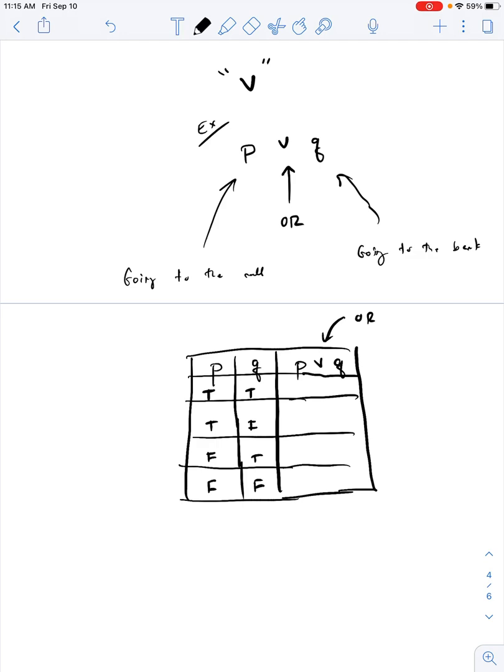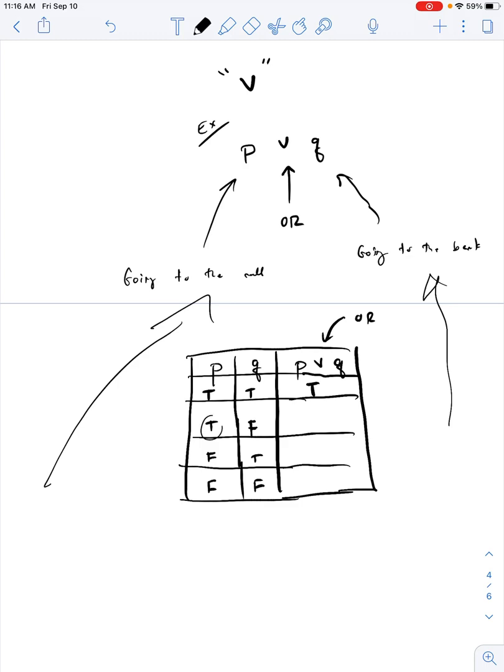So once again, that symbol means or, and we're using these kinds of examples like going to the mall, going to the bank, right? So is it possible for you to go to the mall? That's true. Or can you go to the bank? Right, so can you go to the mall or go to the bank? All right, so we can definitely do one or the other. So there we would put true.